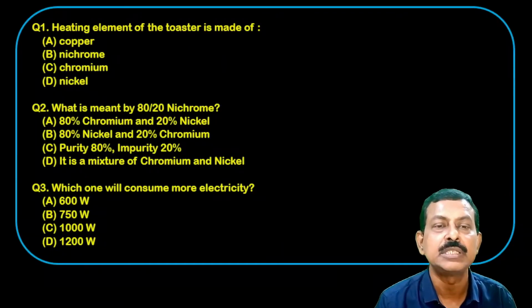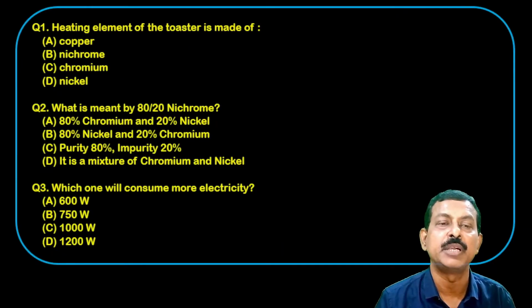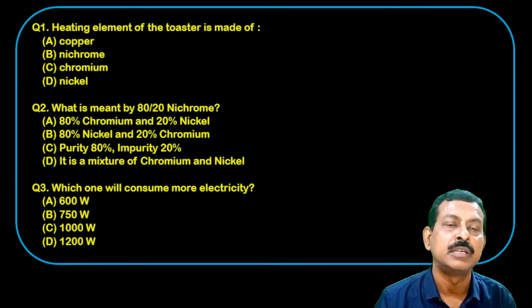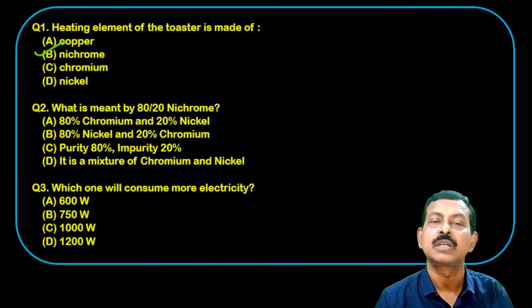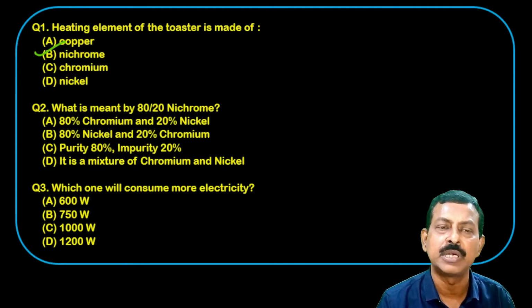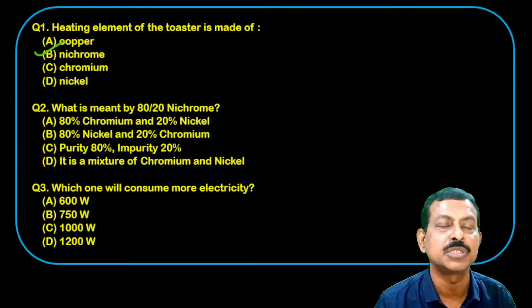The first question is: the heating element of the toaster is made of, and different options are given. If you look at this particular passage, it is said that the heating element is made of nichrome. So obviously, if I consider the different options, nichrome is there. So this is the correct option here. Copper is not there, nichrome is already mentioned, so it is the correct option.